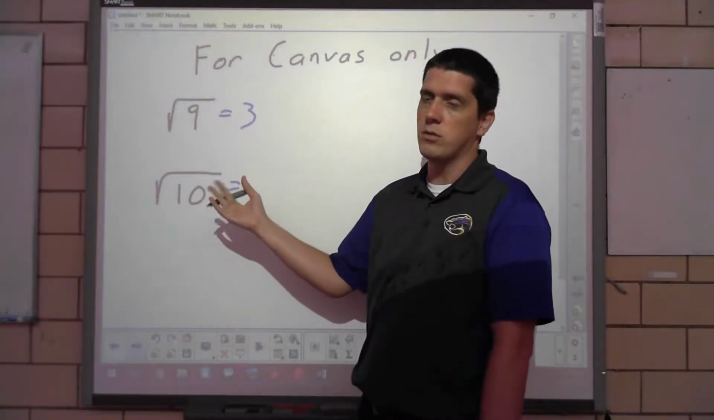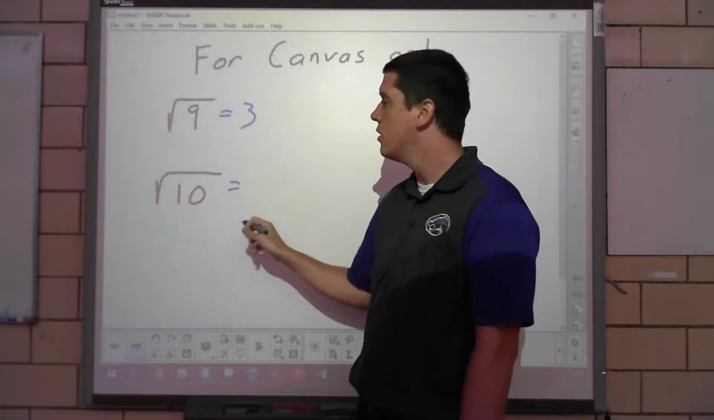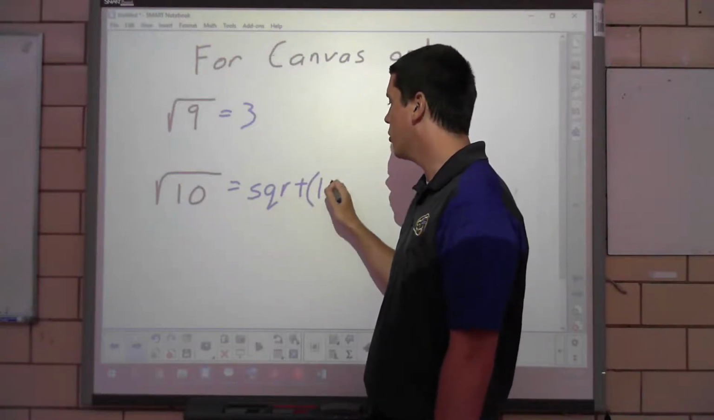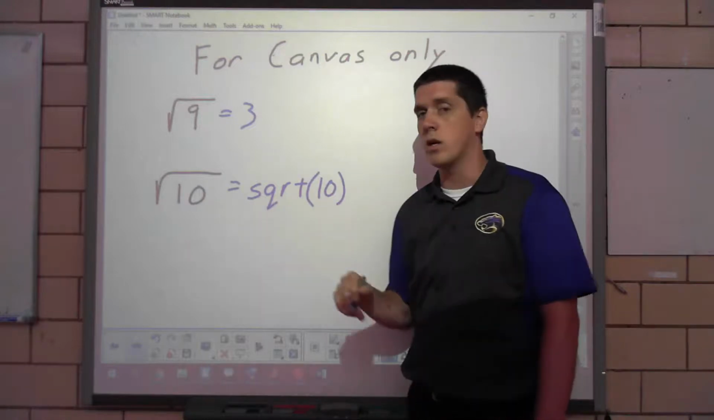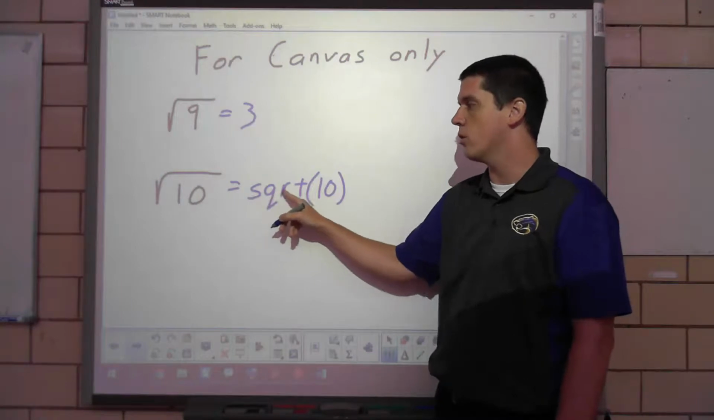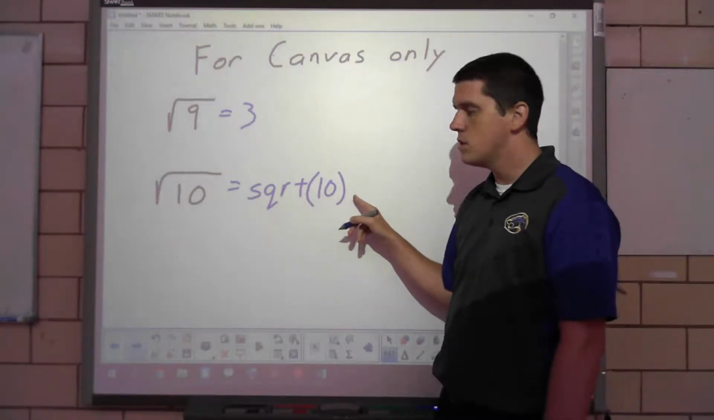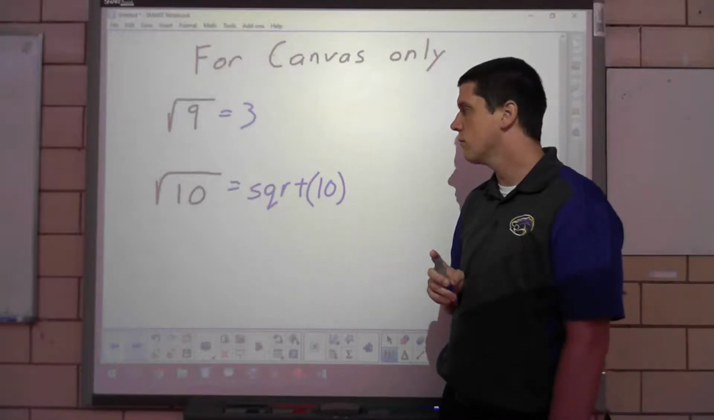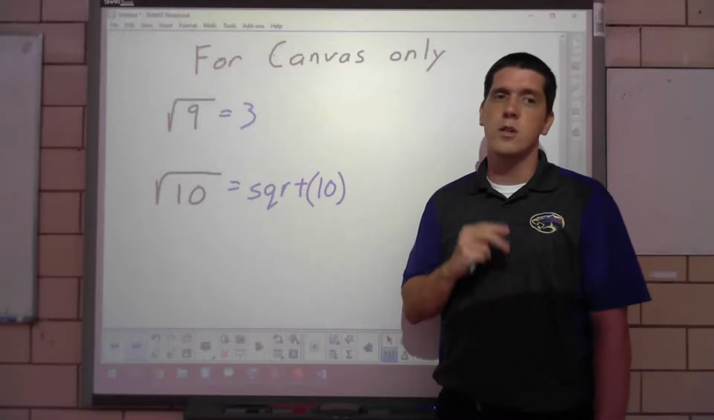I just said, well, Canvas doesn't like these. So what you're going to type is this right here: SQRT, square root, parenthesis 10. So that's the big thing.